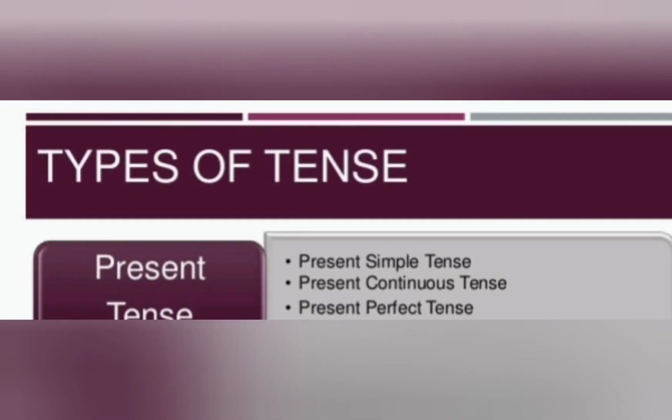Okay, children. First, we will know about present tense. In present tense, there are three kinds of tense. First, the simple present tense. Second, the present continuous tense. And third, the present perfect tense. Children, in this way, we will learn past tense and future tense. Okay, student? Today, our topic is simple present tense of verb.